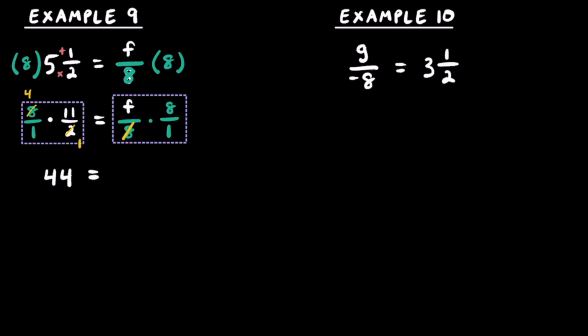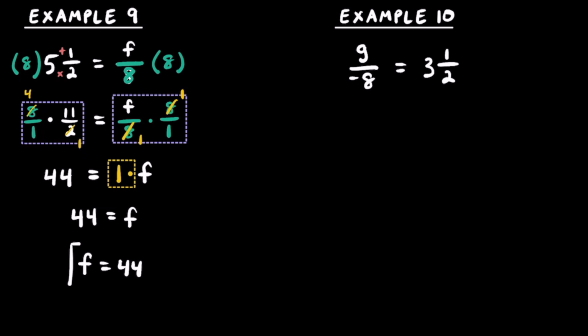On the right side, these 8s are going to cross cancel and make 1s, so we're going to have 1 times f. Dropping the 1, we can say that 44 is equal to f, and turning it around, we can say the solution is f is equal to 44. There's our answer. Here's where we used our two properties.